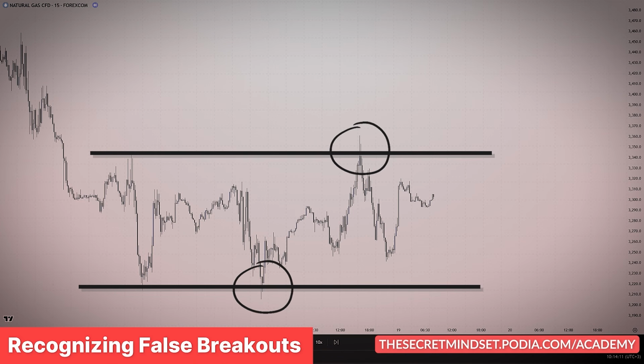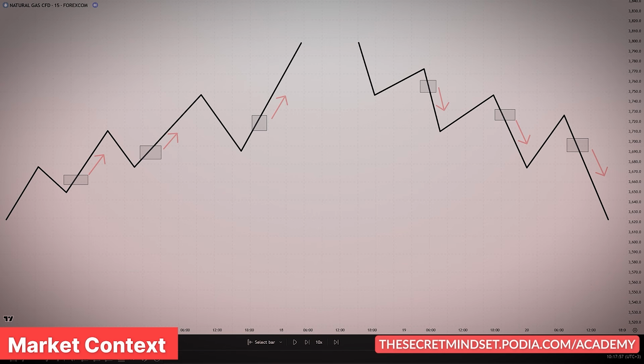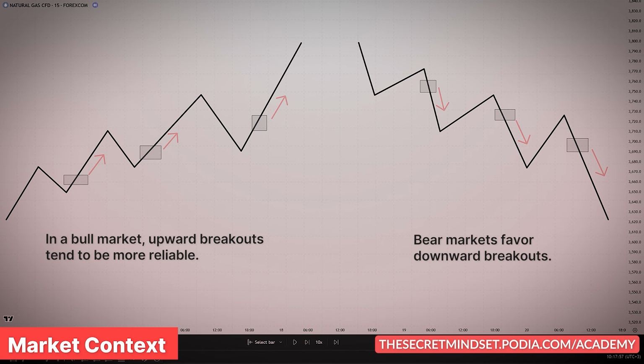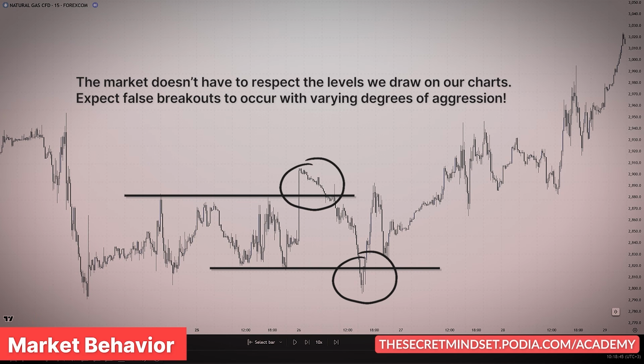However, if the breakout fails and price remains stuck in a larger trading range, that's a sign that the attempted trend change has failed. Another thing to consider is the overall market context. In a bull market, upward breakouts tend to be more reliable and profitable, while bear markets favor downward breakouts. Trading with the prevailing trend will tilt the odds in your favor. Remember, the market doesn't have to respect the levels we draw on our charts. False breakouts will occur with varying degrees of aggression.